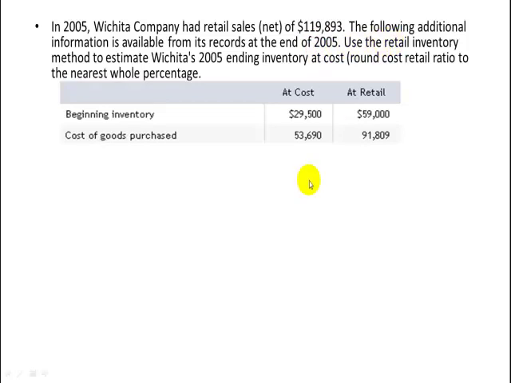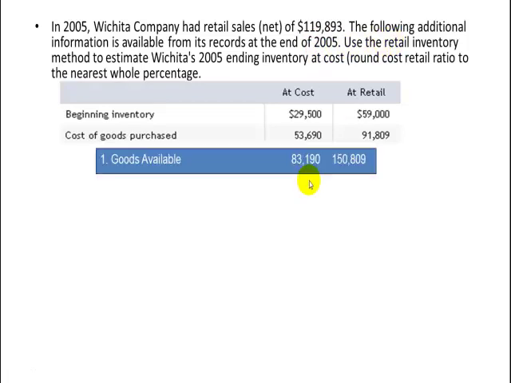Step one in this method is find goods available at cost, which is these two pieces together, and also at retail. So our goods available at cost would be 83,190. That's the sum of these two. And at retail, the goods available would be 150,809. That's step one.